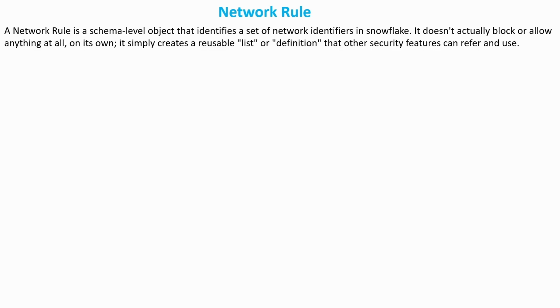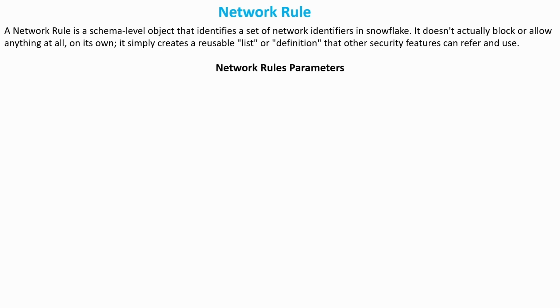In Snowflake, network policies and network rules work together to create a multi-layered security perimeter. While they sound similar, they serve different functions. Rules define the what and where, while policies define the allow or block. A network rule is a schema level object that identifies a set of network identifiers in Snowflake. It does not actually block or allow anything on its own. It simply creates a reusable list or definition that other security features can refer to and use.